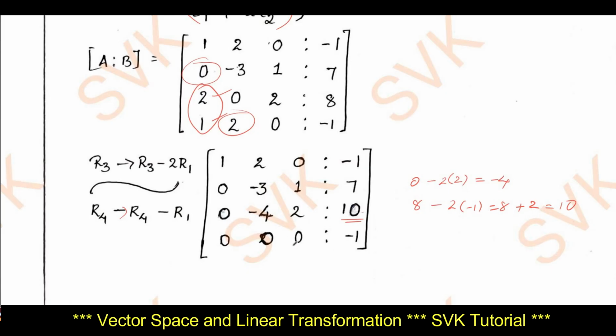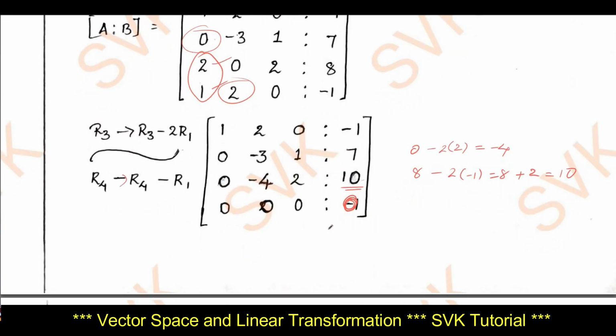Similarly, the last row will be operated as it is. So just subtract with R1. So 1 minus 1 is 0, 2 minus 2 is 0, 0 minus 0 is 0, minus 1 minus 1. Minus of minus 1 becomes plus 1. Sorry, make this correction. Now minus of minus 1 will be plus 1. So it will be 0. This value is 0.